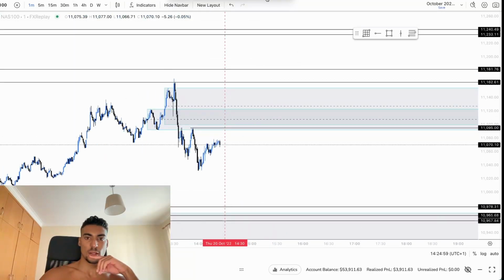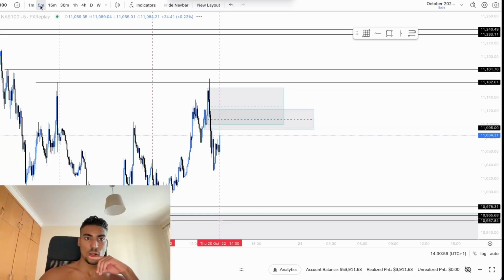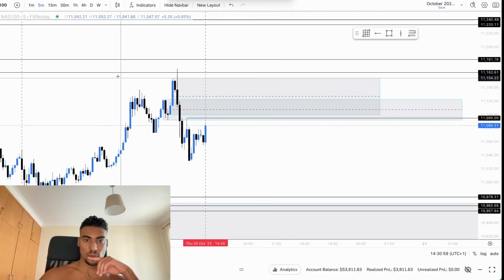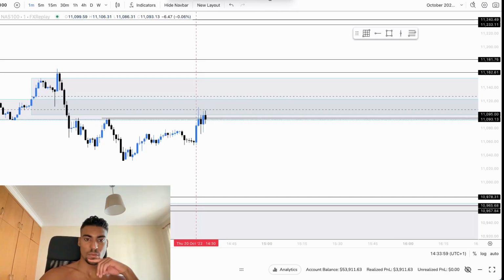So hopefully we get a big candle to the upside. If we get to the downside, nice, GG. But this for me is not enough. Even though we sweep out some liquidity, I want these highs to get swept as well. So let's be patient. Nice. Okay. Now I want to see.